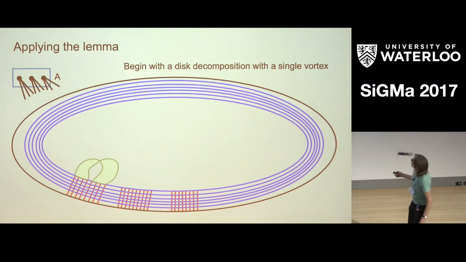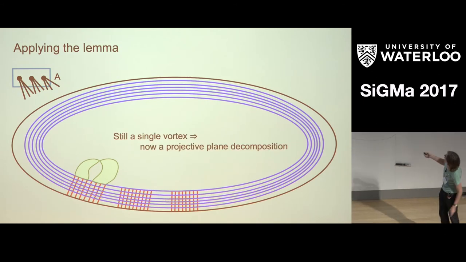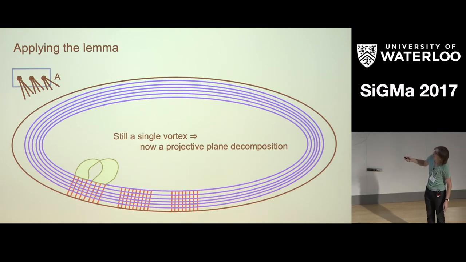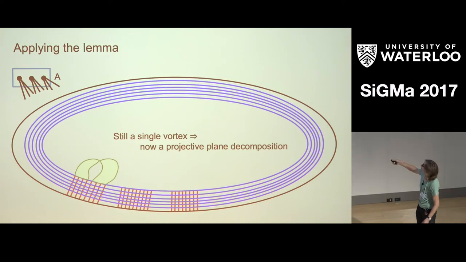Now, there was a part of the single vortex. Now, the whole graph that's drawn has a projective planar decomposition, right? I just added a strip with a cross graph, and so I went from being embedded in the disk to being embedded into the disk with a single cross graph.